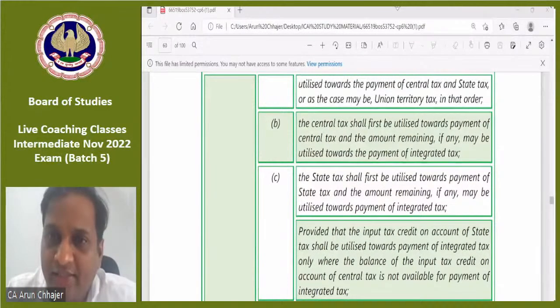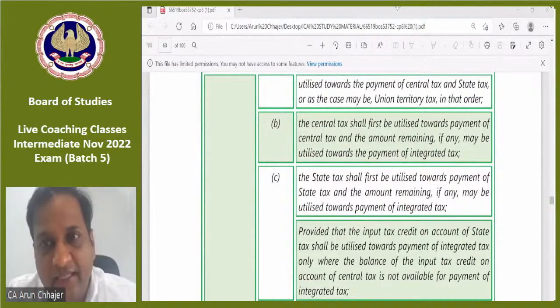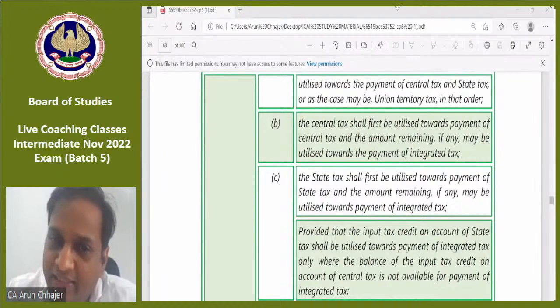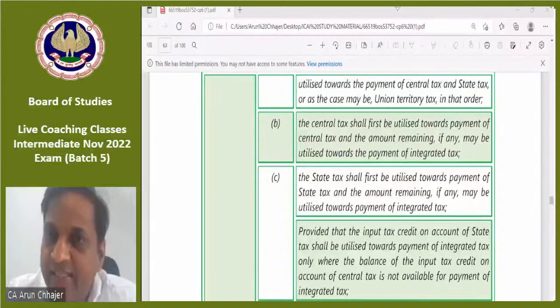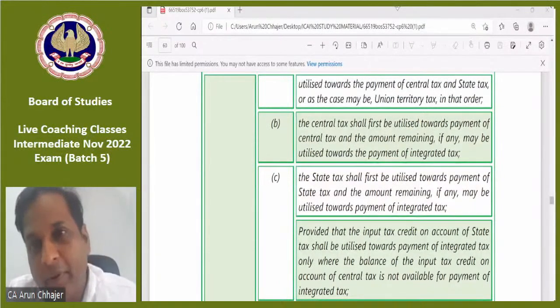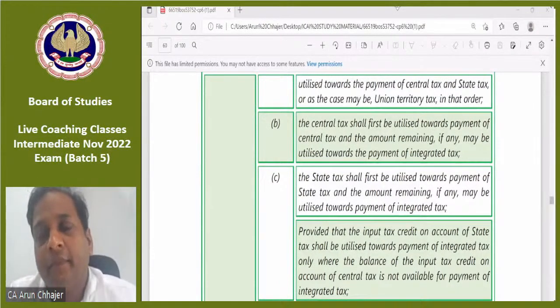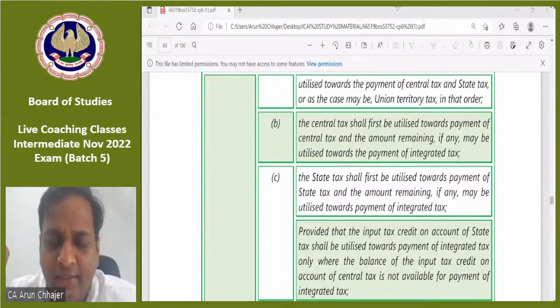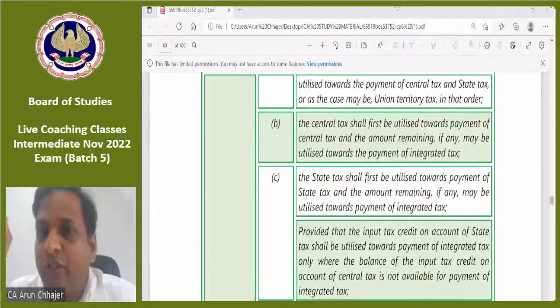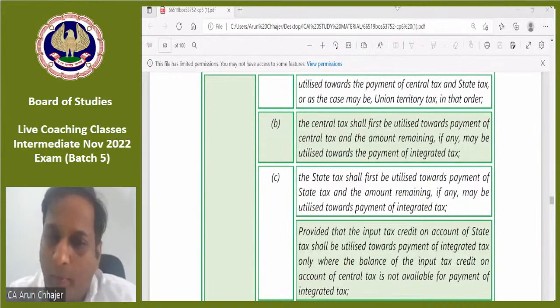Ayush, my question is, you have the excess balance in the SGST and you have the tax liability in the CGST. Whether SGST ITC can be used for the payment of the CGST tax liability? Answer is no. Absolutely correct. Now let's move to another part.